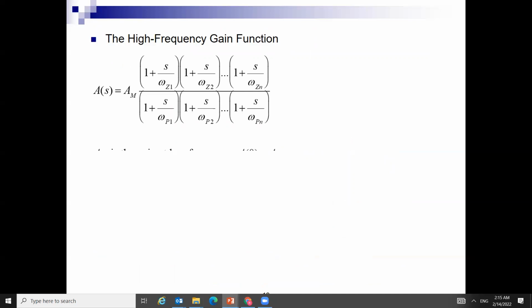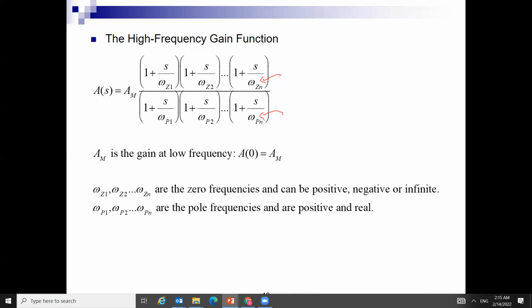Now, let us consider this function. This function represents the high frequency gain of a specific circuit. And here we see that this whole term when s tends to 0 is equal to A_M. So A_M represents the low frequency gain component. And we have several zeros in the numerator and several poles in the denominator. And we have a specific set of requirements.